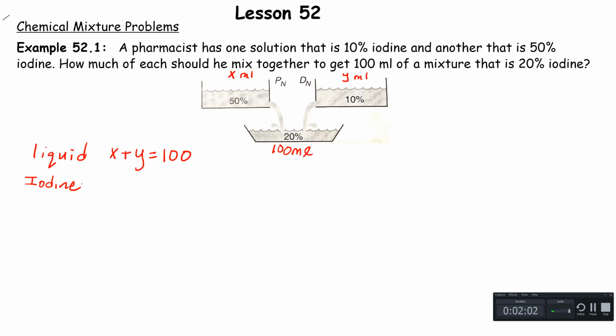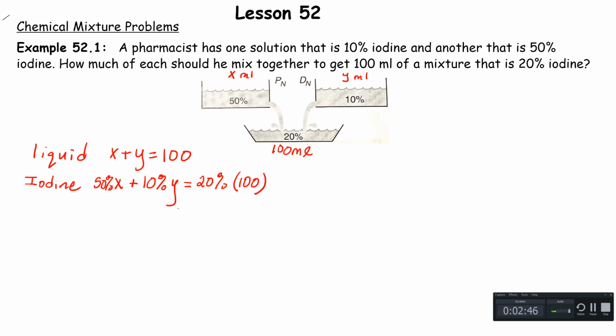This equation is going to be about milliliters of iodine. Well, we know that the X milliliters being dumped out of the first bucket is 50% iodine. So 50% times that amount is iodine. The stuff we're pouring out of the second bucket, Y milliliters, 10% of that is iodine. And then we know that the final bucket, we want it to be 20% iodine. So 20% of that 100 milliliters we're going to end up with is iodine.